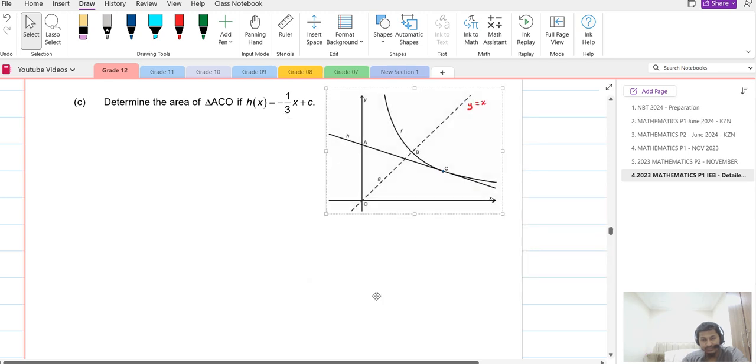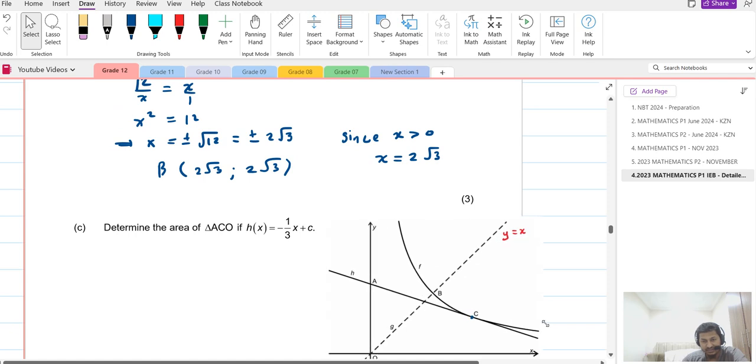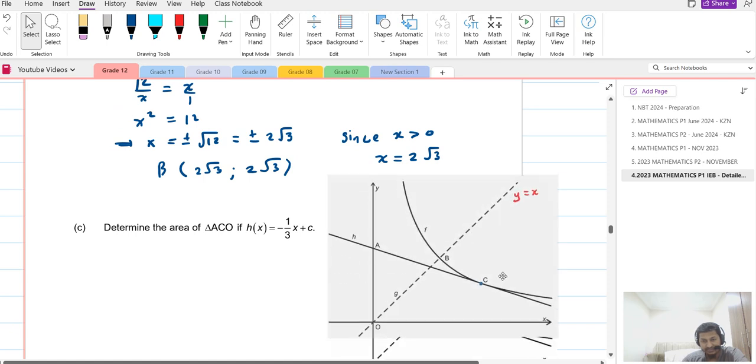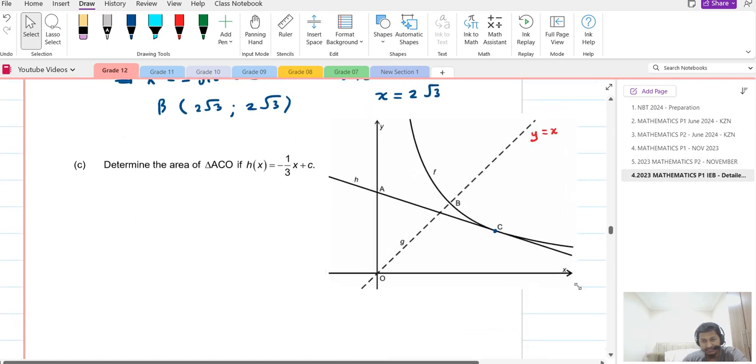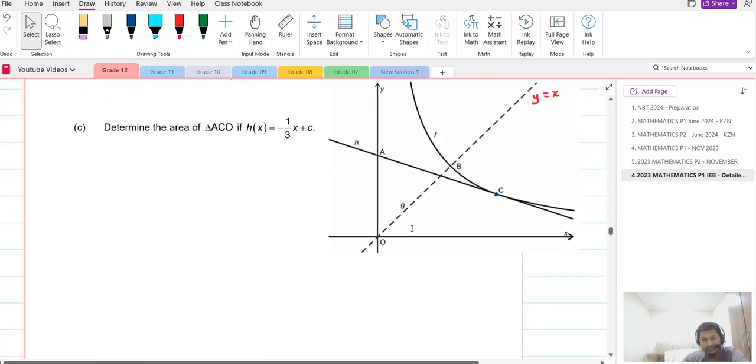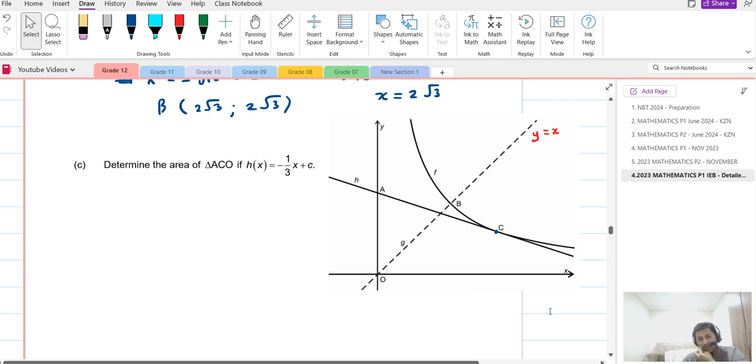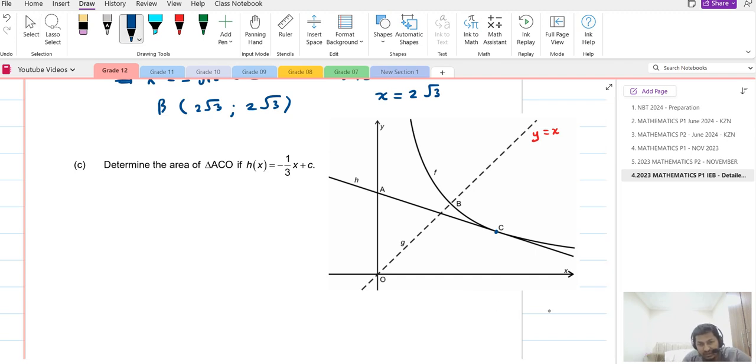So I'm just going to expand this a bit. Okay, now this question is 8 marks. Alright, so ACO. We don't even have the coordinates here. Right, so what we know, since this is a tangent, we need to find this x value here. In other words, the coordinates of C. Because we want to find the area of this triangle here.